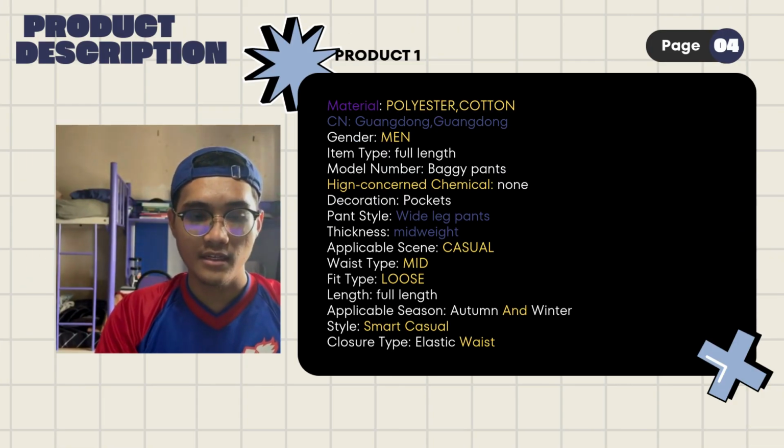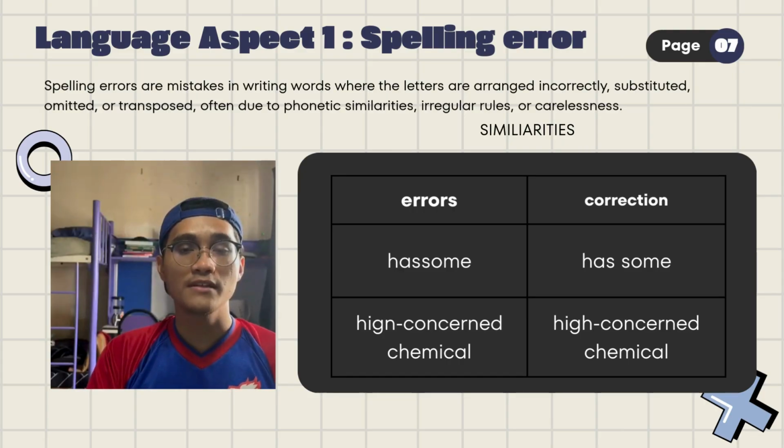So as you can see, this is also the description for product item number 1. It has also been color coded so that it will be easy for us to identify all types of error inside of it. Moving on to our first language aspect, spelling error. So what is spelling error? Spelling errors are mistakes in written words, where the letters are arranged incorrectly, substituted, omitted, or transposed, often due to phonetic similarity, irregular rules, or carelessness.